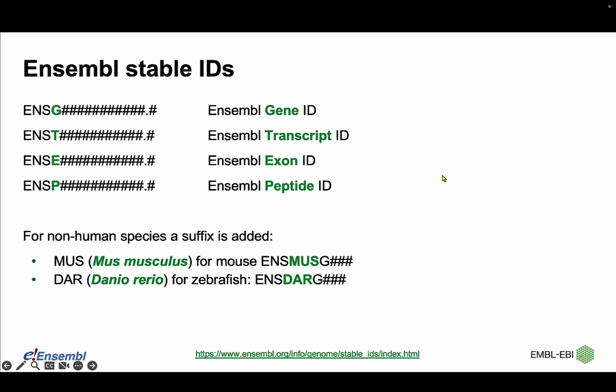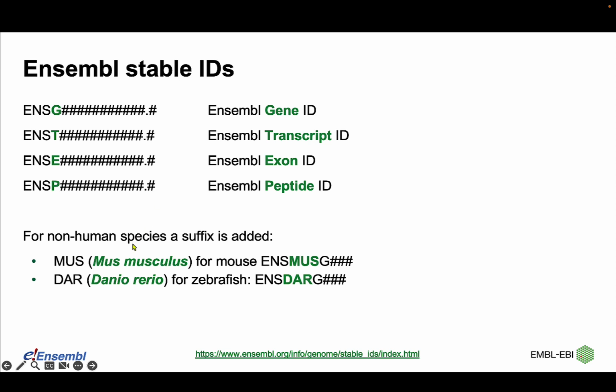All features in Ensembl have Ensembl stable IDs assigned to them. This is composed of an ENS prefix, a single letter representing the feature type, so for example, G for gene, T for transcript, and so on, and an 11-digit unique number. Stable IDs do not change between releases. If there is a minor change, we would increase the version number after the dot.